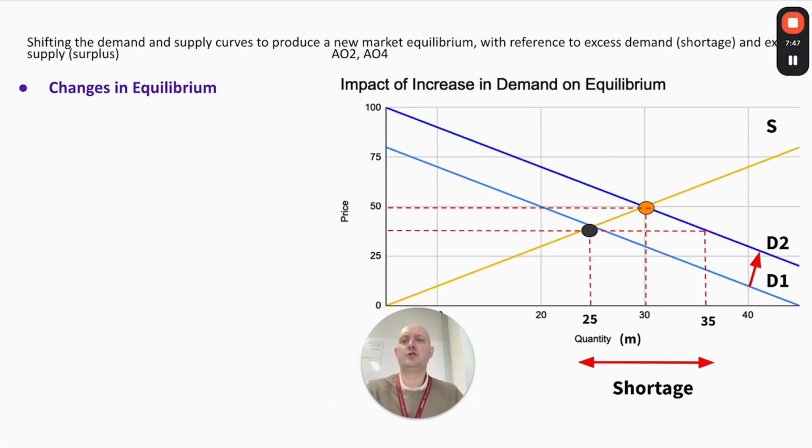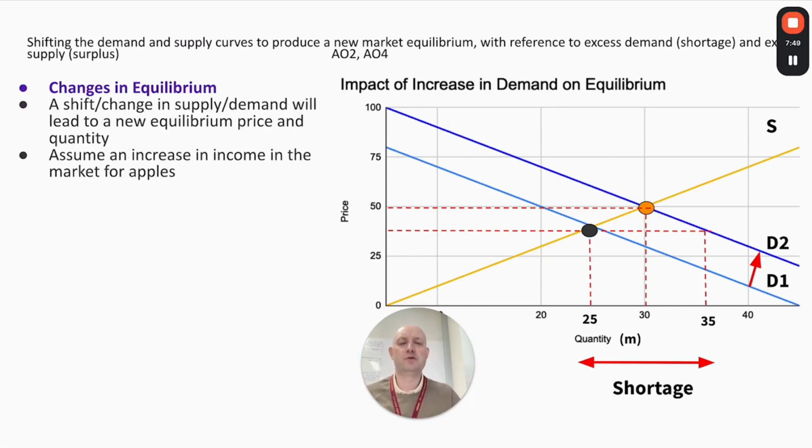So let's move on to changes in equilibrium. We've looked at a situation where we've got equilibrium price and quantity, where maybe we've got a price that's too high or too low. What about when we get a shift in supply and demand? In this situation, we're going to get a change in equilibrium. A shift or a change in supply or demand will lead to a new equilibrium price and quantity. And you can see that on the diagram.